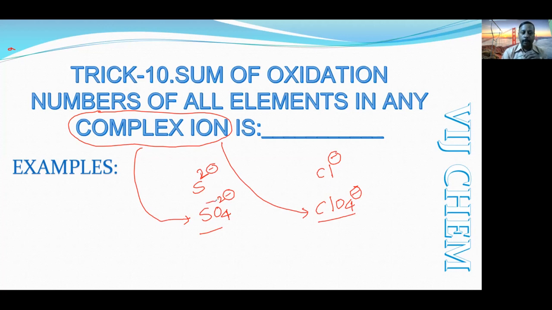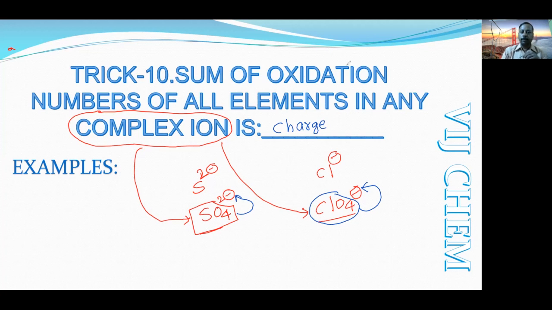So in an ion, when I add the oxidation numbers of all elements, how much should we get? It should be equal to its charge. So when I add the oxidation numbers of chlorine and 4 oxygens, their sum must be equal to how much? -1. I think trick 10 is understood by all of you. Just make a note of it: the definition of complex ion.